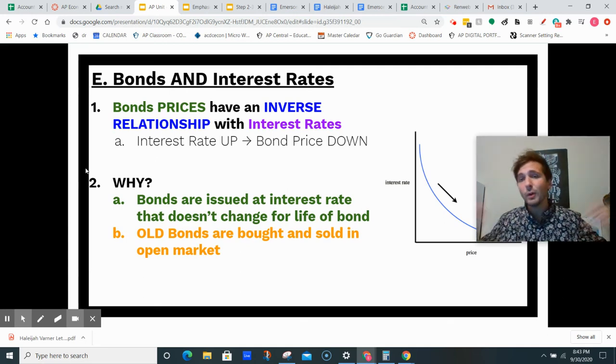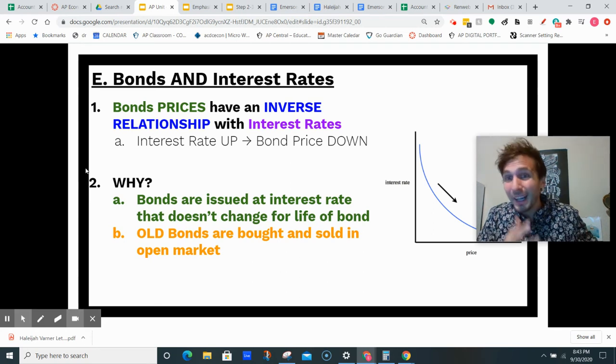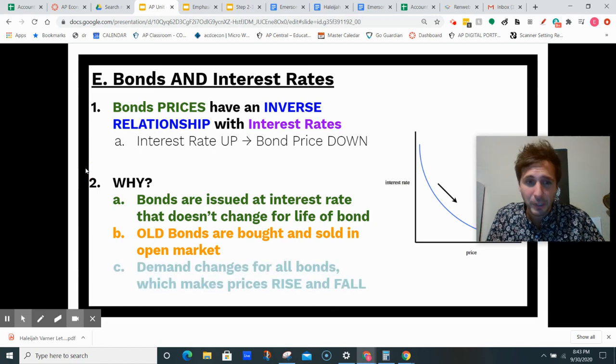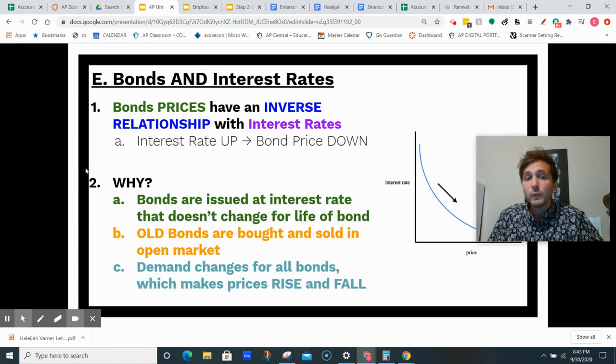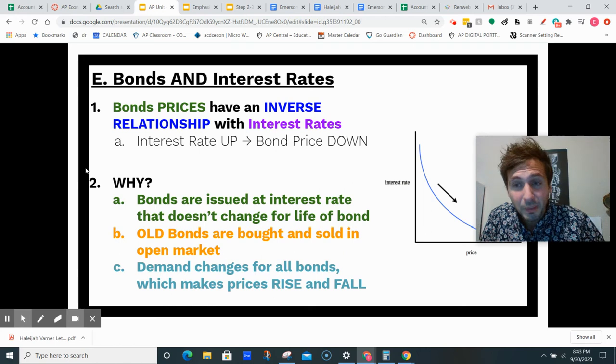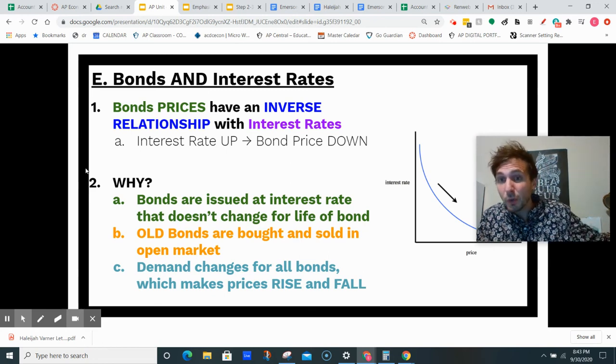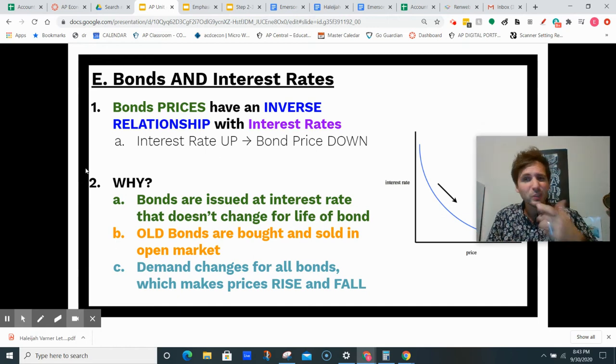So I can buy and sell old bonds anytime I want. And it's key to know that the old bonds far outnumber new bonds. New bonds, there might be a little bit issued, but old bonds are issued all of the time. It's all of the previous years combined. So there's a ton of old or previously issued bonds out there in the open market. The demand changes for all of those bonds based on whatever the newly issued bonds are. If the newly issued bonds have a really low interest rate, then they're not very attractive. I'd rather have the old bonds. So I'm going to purchase the old bonds, and the price of all bonds is going to go up, and vice versa. So bond prices go up when interest rates are low.